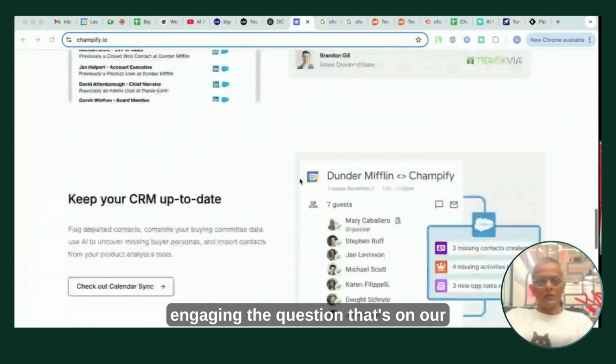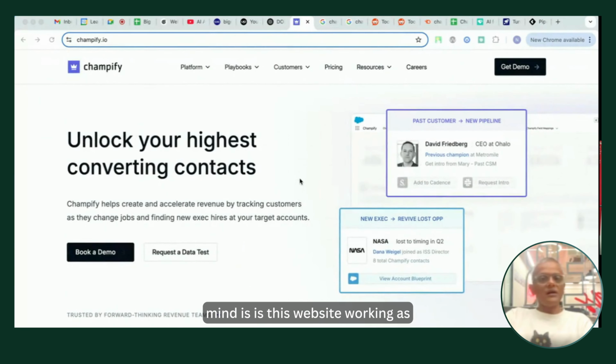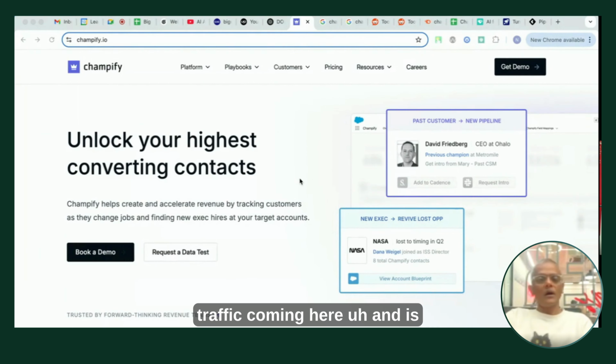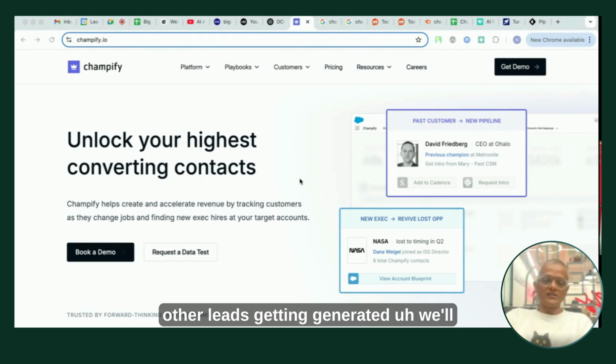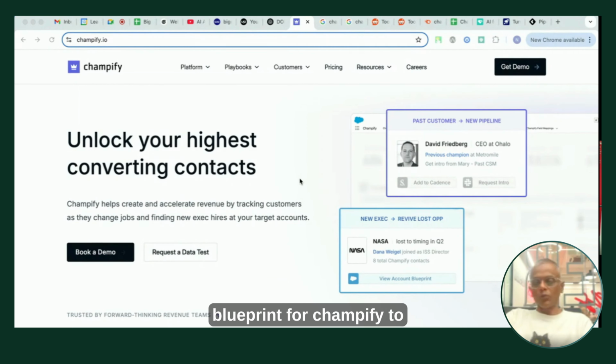Does look busy, engaging. The question that's on our mind is, is this website working as a lead generation engine? Is there sufficient traffic coming here? And are there leads getting generated? We'll figure this out in the next 15-20 minutes. We'll also come up with a potential blueprint for Champify to drive up greater lead gen.